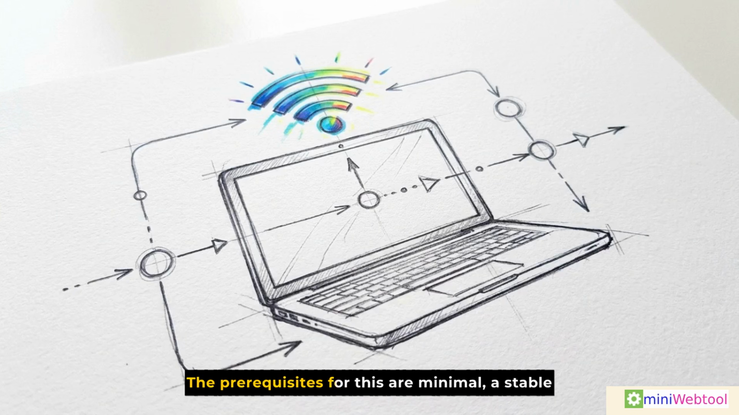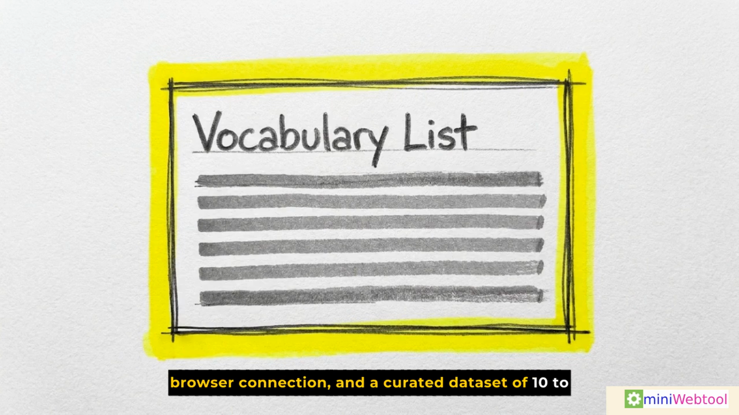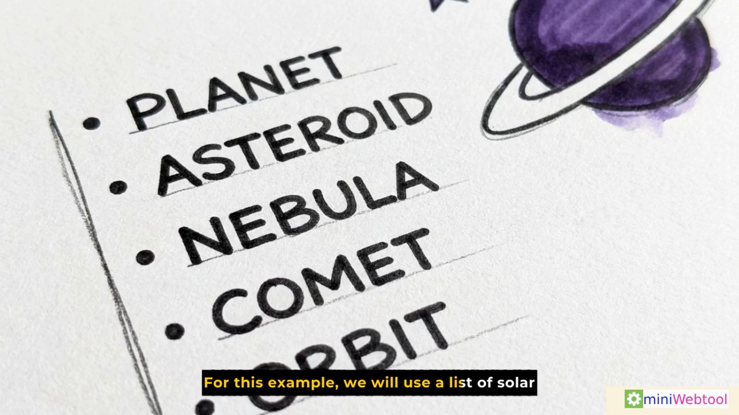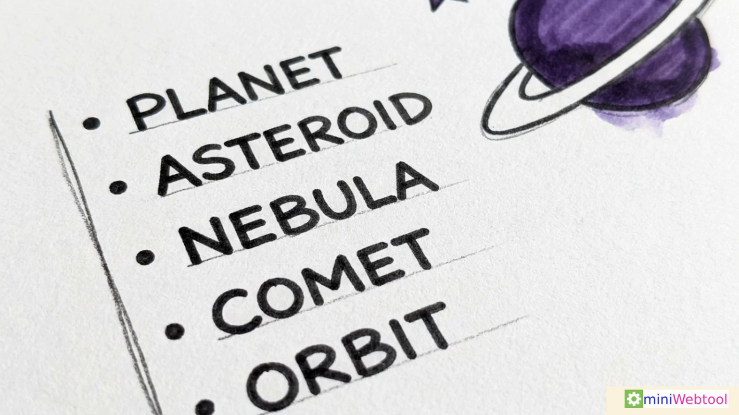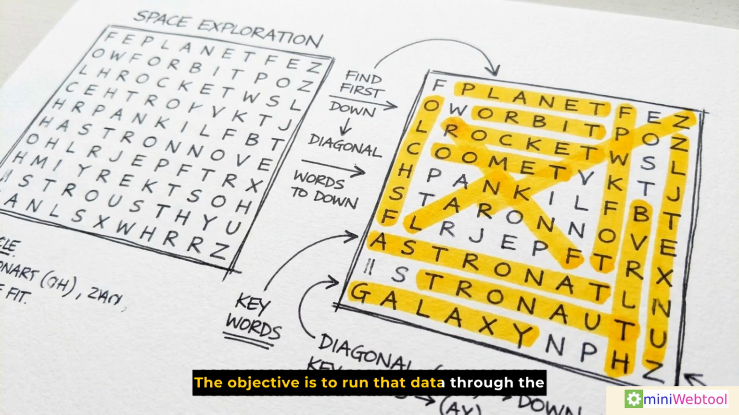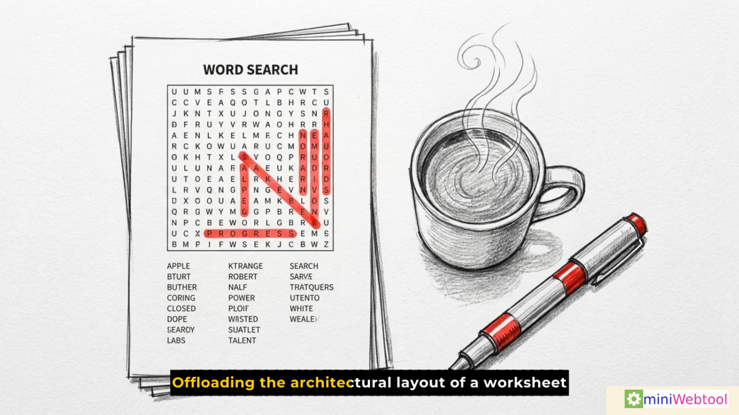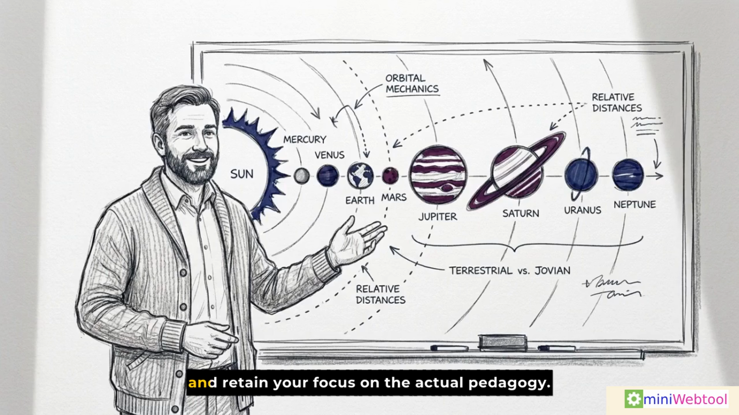The prerequisites for this are minimal: a stable browser connection and a curated dataset of 10 to 15 topical words. For this example, we will use a list of solar system terminology. The objective is to run that data through the system to produce a scalable, print-ready educational asset, fully equipped with a verification key. Offloading the architectural layout of a worksheet means you spend less time on tedious formatting and retain your focus on the actual pedagogy.